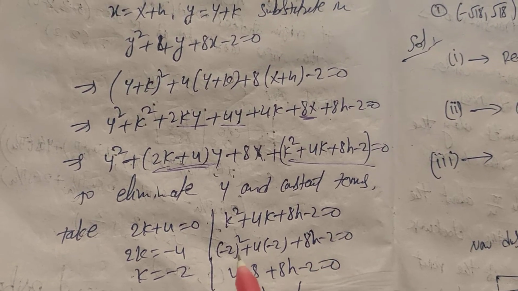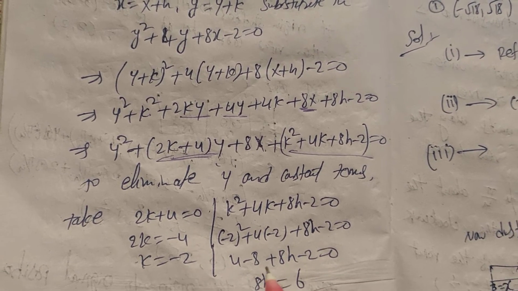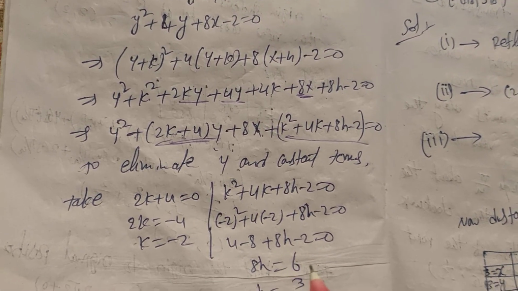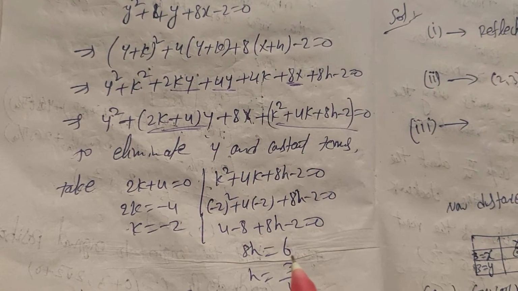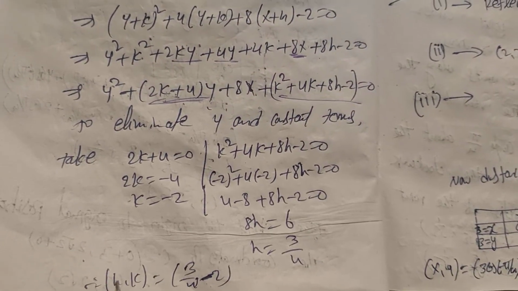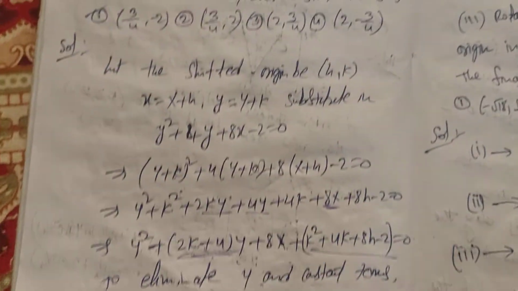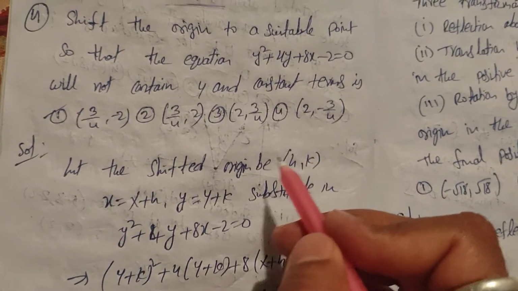To find the h value, this is 4 minus 8 minus 2, which means minus 6. So 8h is equal to 6, and h is equal to 6 by 8. 6 by 8, 2 goes into both 6 and 8, so that means h is equal to 3 by 4. Therefore (h, k) is equal to (3 by 4, minus 2). That is the point where the origin shifted. So that is the first option, 3 by 4 comma minus 2.